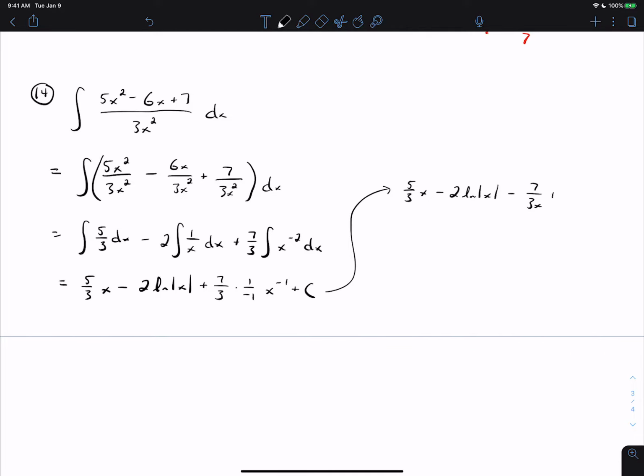And then it's important to notice that when you have x to the negative 1 in the problem, that's when you end up with natural log of absolute value of x. When you have x to the negative 1 in the answer, you do not end up with natural log in the answer. Okay, that's it for this video.